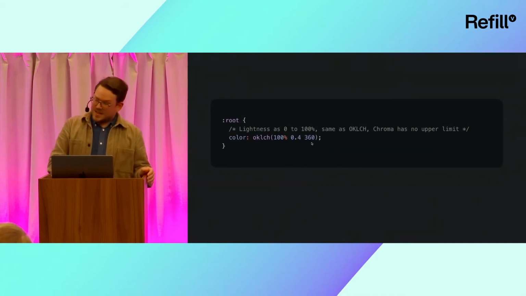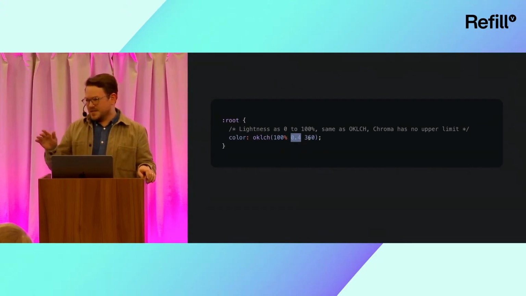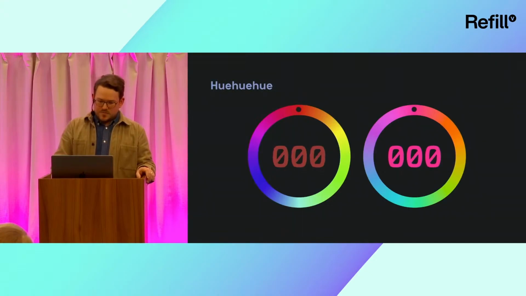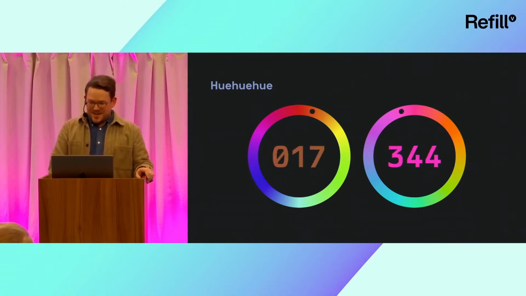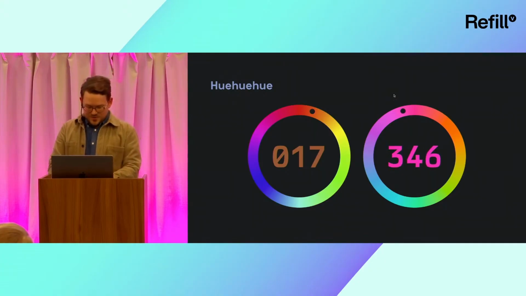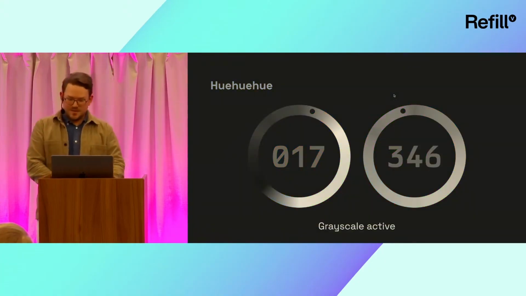The syntax is kind of the same as HSL. We've got lightness, and then we've got hue. In the middle is where the complexity lies, which is chroma, which is kind of the same as saturation, but not quite. Here's the hue wheel, and we've got an OK wheel. If we turn on grayscale here, we can see that it also shows something important.